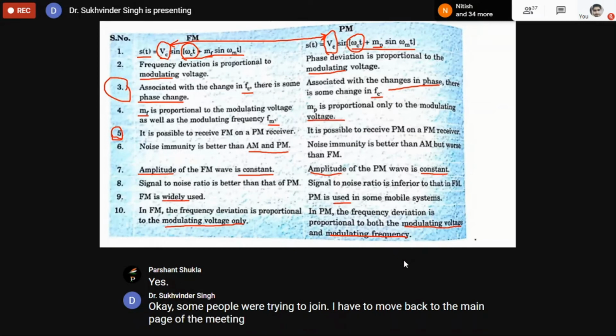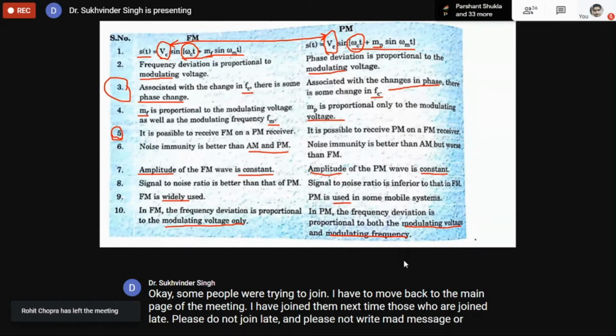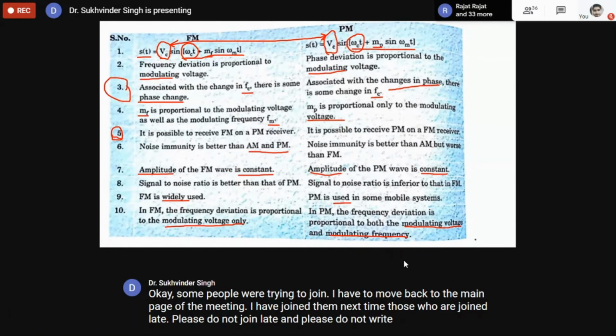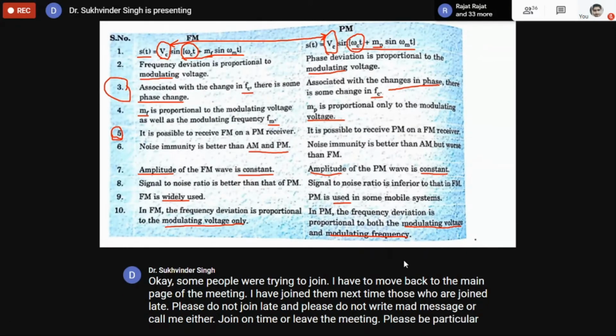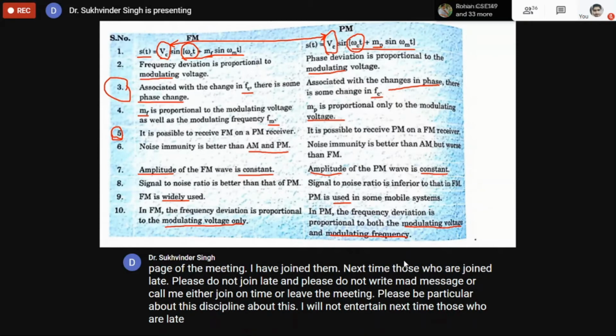I have joined them. Next time, those who have joined late, please do not join late, and please do not write message or call me. Either join on time or leave the meeting. Please be particular about this, disciplined about this. I will not entertain next time those who are joining late.